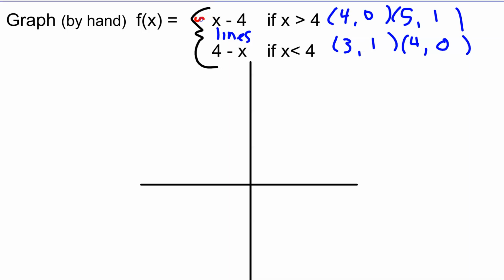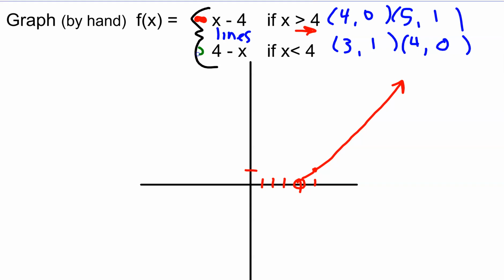So if I were to graph the top one here, that's going to be a line starting at 4 and going to the right. So 1, 2, 3, 4, 0, 5, 1. And I made a mistake here because this should be an open circle because it doesn't include the 4. And it's going to go to the right. If it helps to draw the arrow there, draw it. That helps you then.